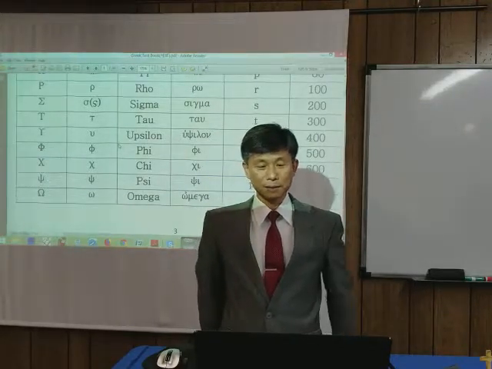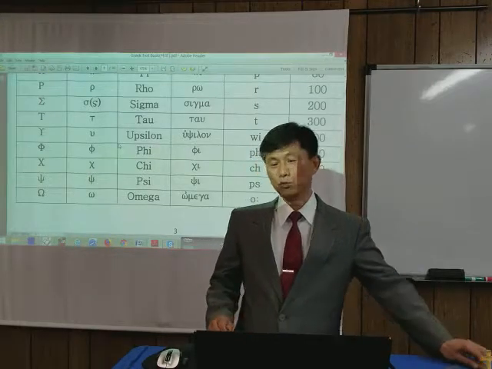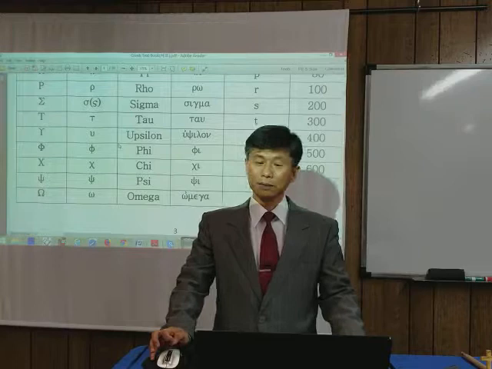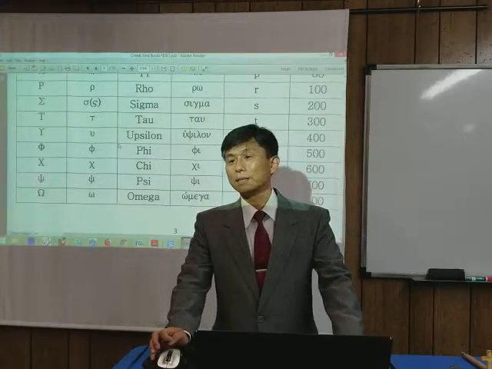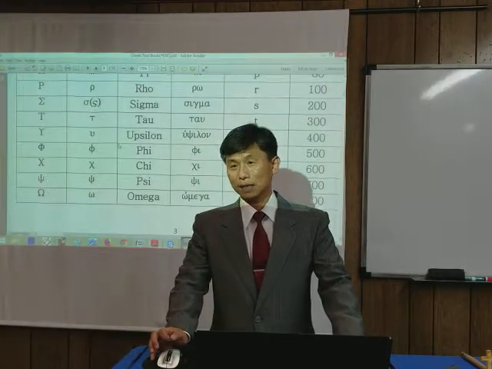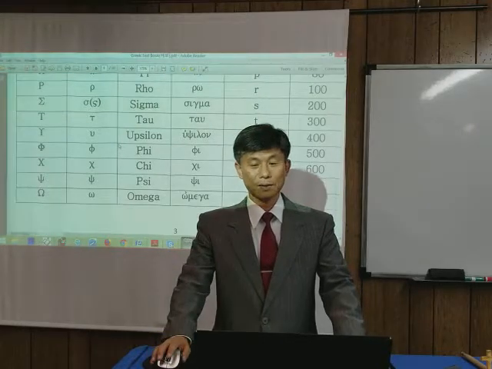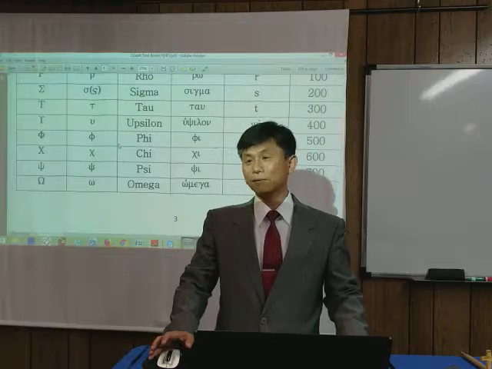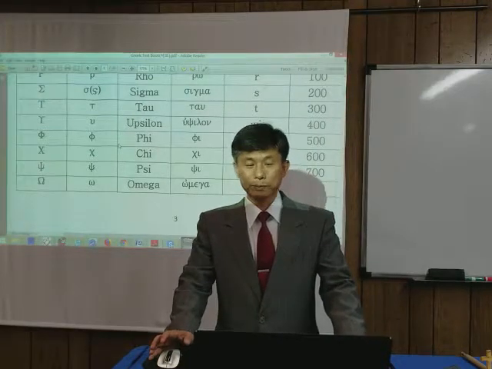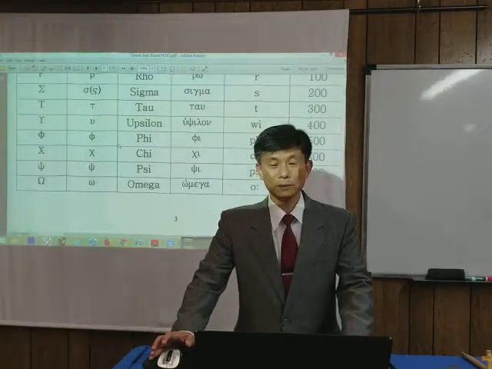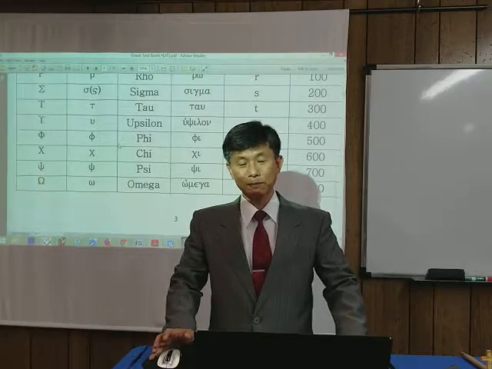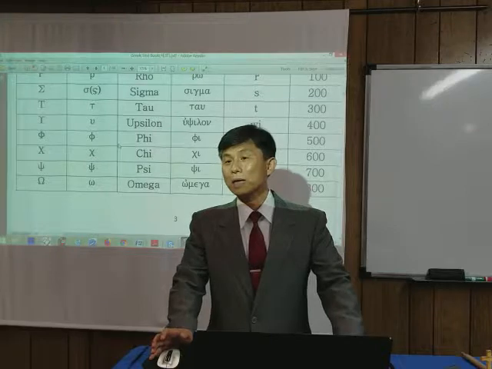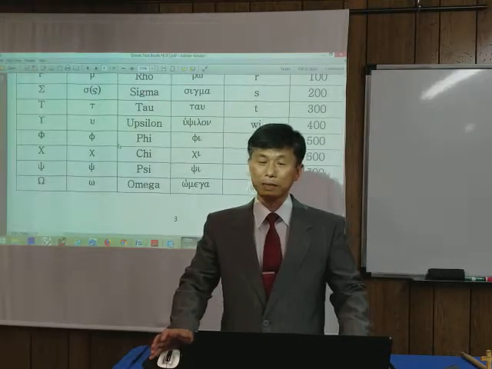And next alphabet? Tau. The name of the alphabet is Tau, and the pronunciation in English is T sound. And then next one is the vowel. The name of the alphabet is Upsilon. The pronunciation is the U sound.